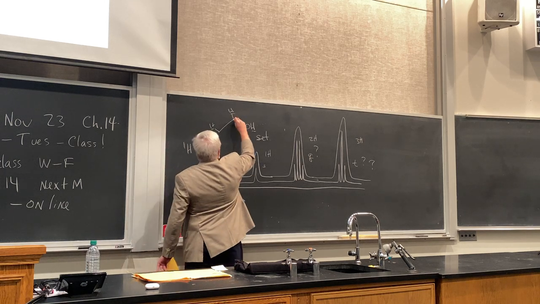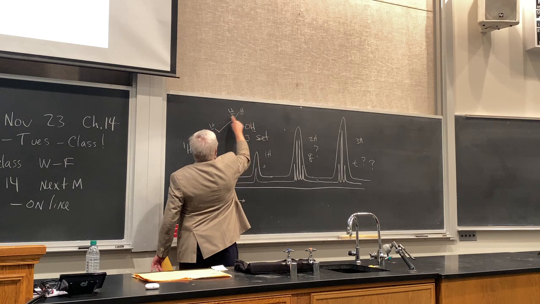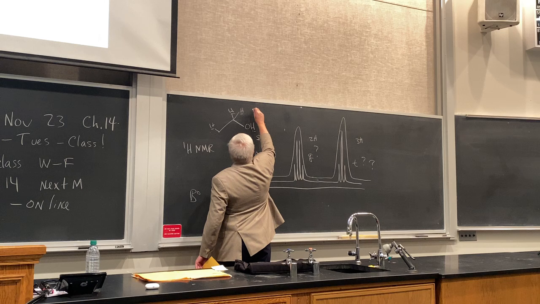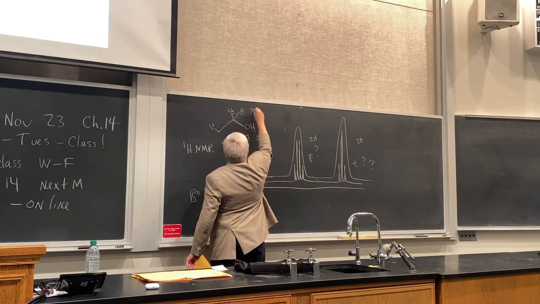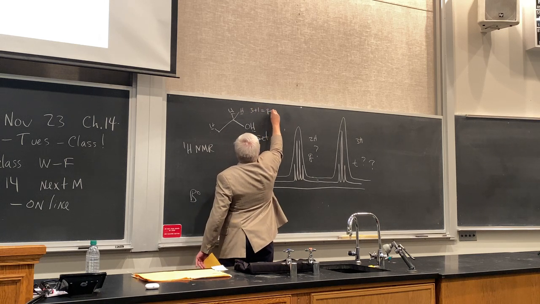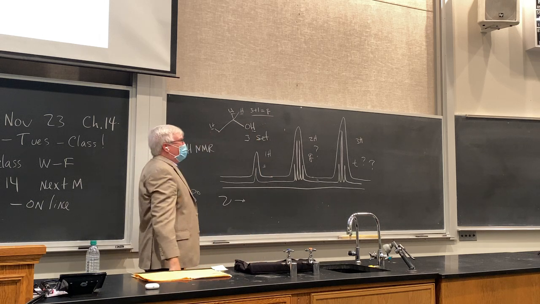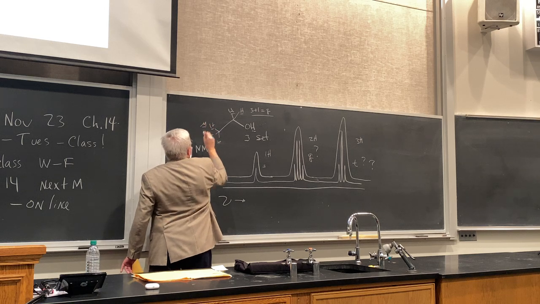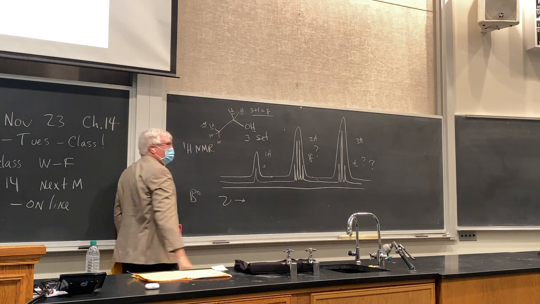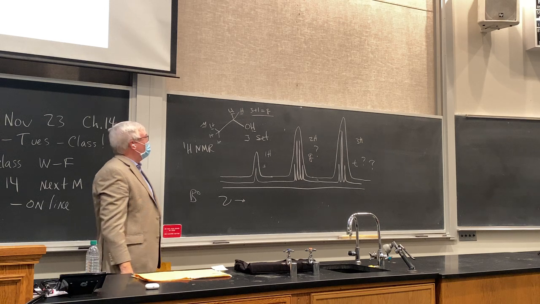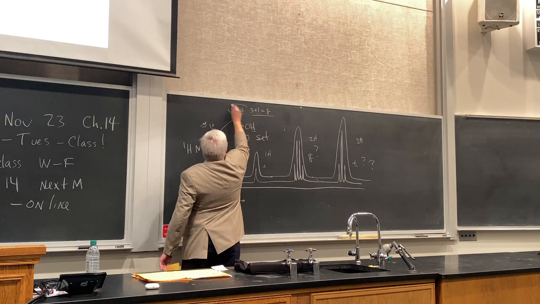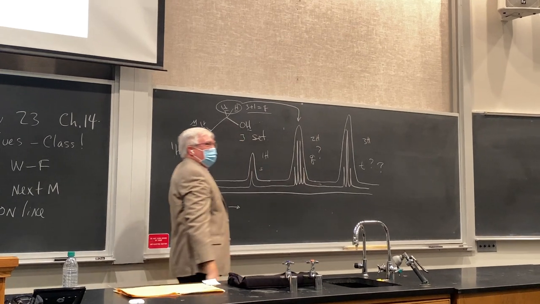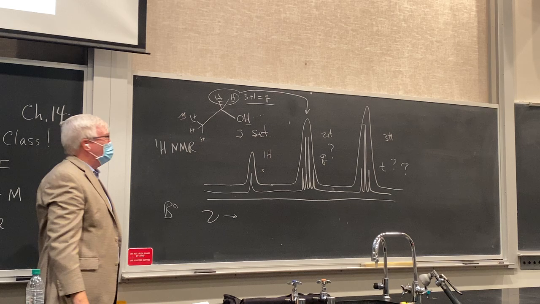But what about these two here, okay? These two have 3 neighbors, okay? So these will be split as what? 3 plus 1, and it'll be a quartet, okay? Each one of these little neighbors has its own little mini magnet, okay? Each one of these is its own little magnet. We'll have to get into that and see how that works. But when we observe these here, it shows up as a quartet, okay? Because of the 3 neighbors.